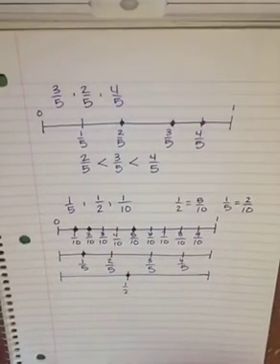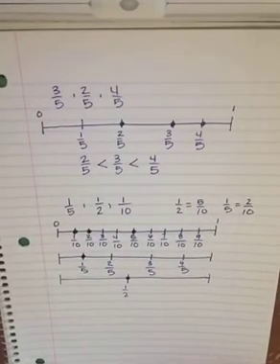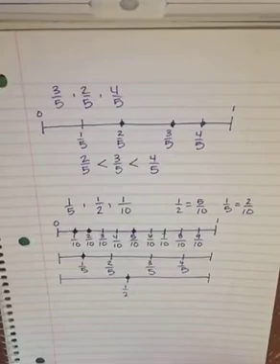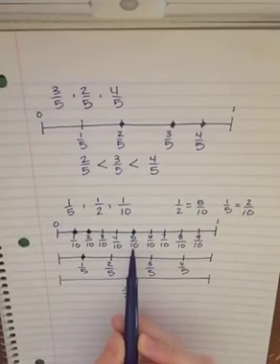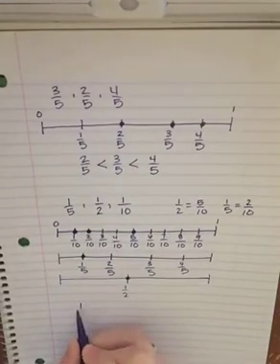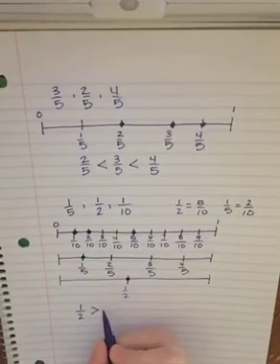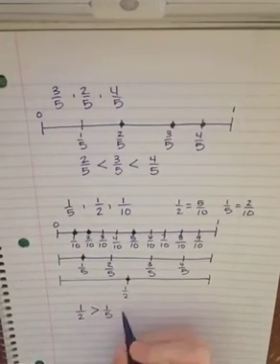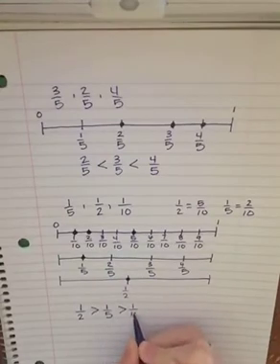Now the problem says at the bottom, put the fractions in order from greatest to least, okay? So if I take a look at these fractions right here that I just plotted on the number line, 5/10 is the greatest, okay? Which is actually 1/2, so I would do 1/2, okay? Is greater than 1/5 is greater than 1/10.